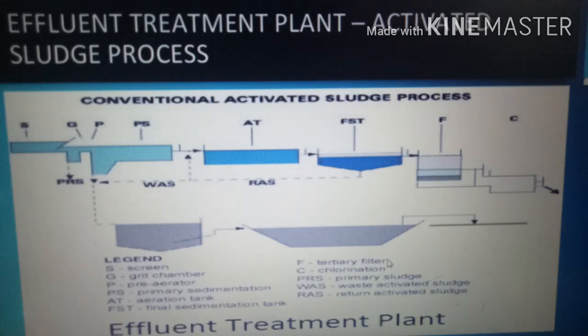In the conventional activated sludge process, there are screen and grit chambers and a pre-aerator, primary sedimentation, aeration tanks, a final sedimentation tank, and then a tertiary filter and chlorination. There is also primary sludge, waste activated sludge, and returned activated sludge.